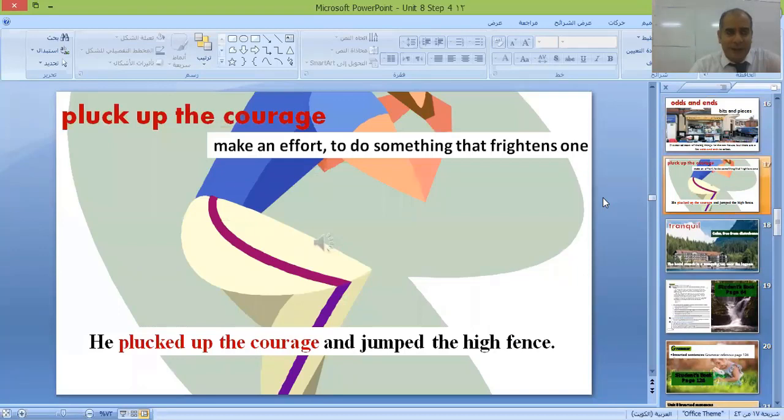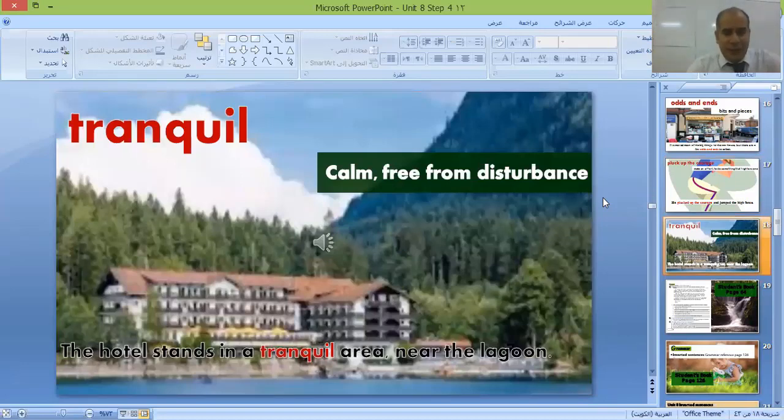Pluck up the courage: make an effort to do something that frightens one. Example: he plucked up the courage and jumped the high fence. Tranquil means calm, free from disturbance. Example: the hotel stands in a tranquil area near the lagoon.